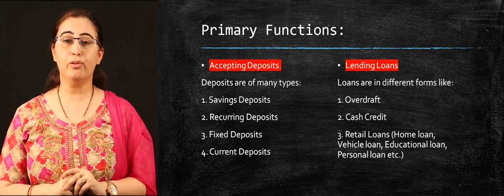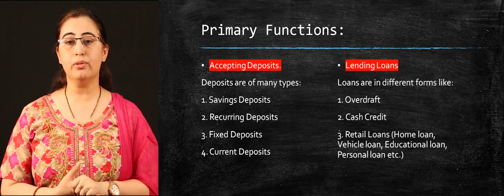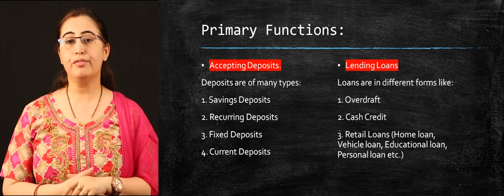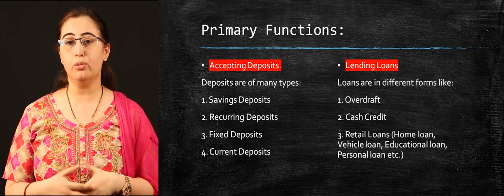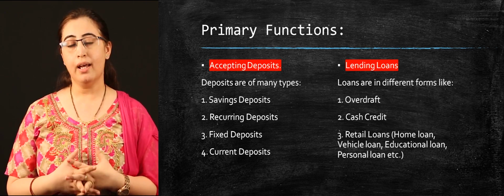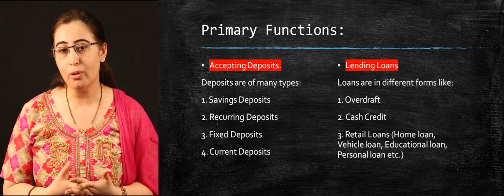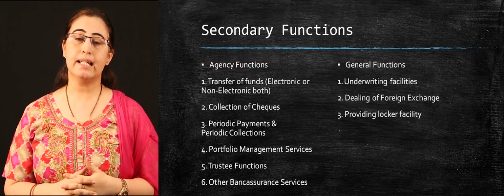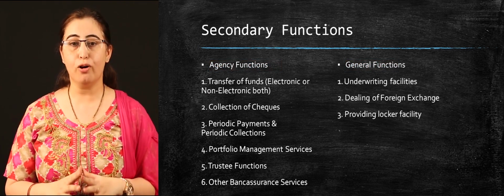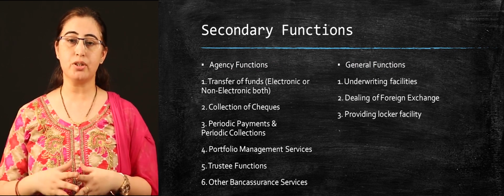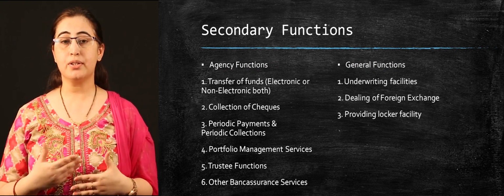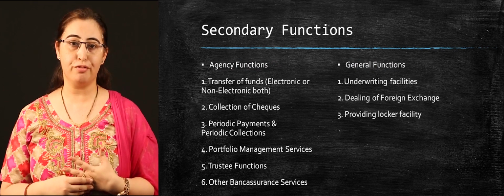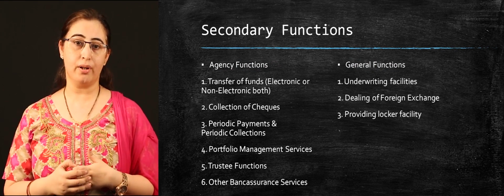Another type of loan which is very common is the retail loan. It includes a number of services like home loan, vehicle loan, educational loan, personal loan, and right now even the COVID loan. Now look at the secondary function. Secondary function is again an umbrella of functions divided into agency function and general function. Now the agency function, first, is transfer of funds, either electronically or non-electronically.